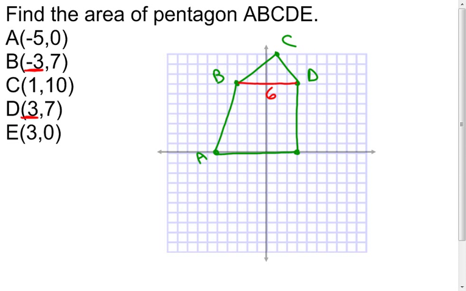Well, how far is it from -3 to +3? Subtract them. -3 minus 3 is -6. Distance is always positive, so my length is 6. But then I also need to know what's the height of my triangle, which would be right here.